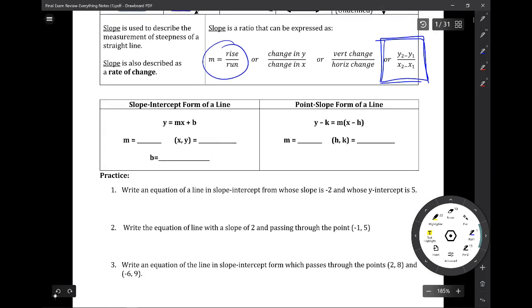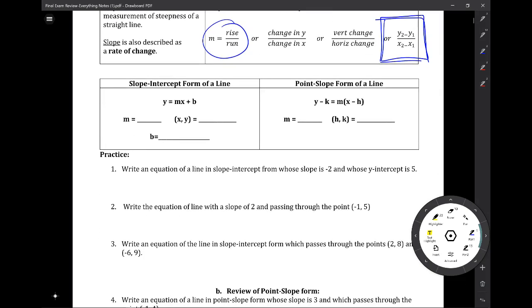Now this year we've learned two different types of equations of lines. The first one is the one you came to me knowing, which is slope-intercept form, y equals mx plus b, where m represents the slope and (x, y) is a point that falls on the line, and b is your y-intercept.